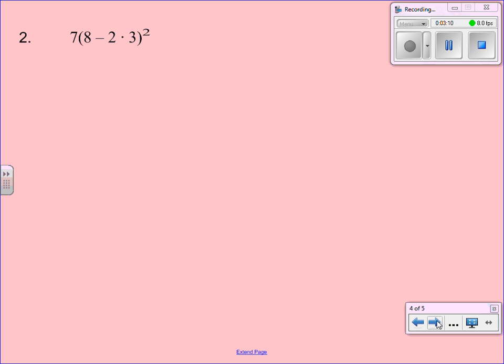Second example. There are some parentheses. We're going to start inside the parentheses. And within the parentheses, we see subtraction, but we have to do the multiplication first because that's the order the operations have to be worked at. So 2 times 3 is 6. Everything else comes down. Now we need to work the parentheses. 8 minus 6 is 2.